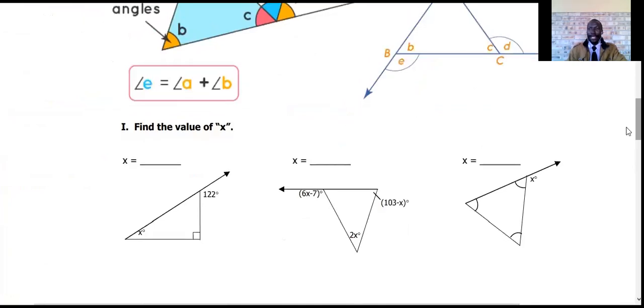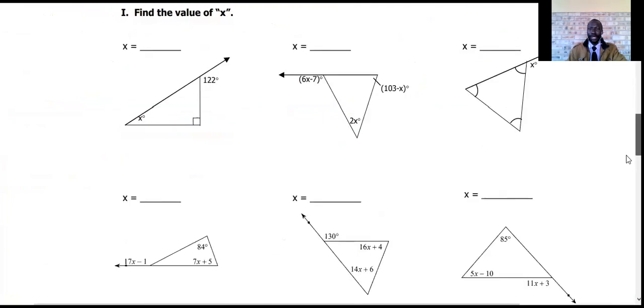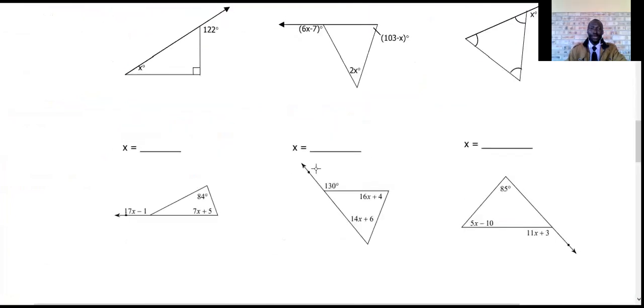Now, here is an activity for you. Please go ahead and find the value of x in this activity 4, in activity 5, and in activity 6. Notice that when you're finding the value of x in activity 4, then you will add 7x to 5, and you add that to 84 degrees. Now, when you add these two, you must be able to get what?